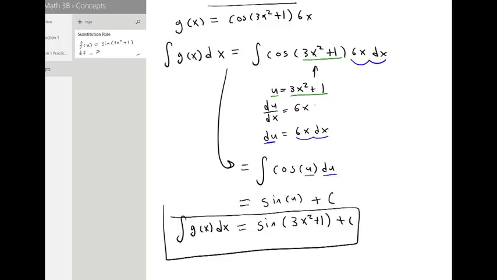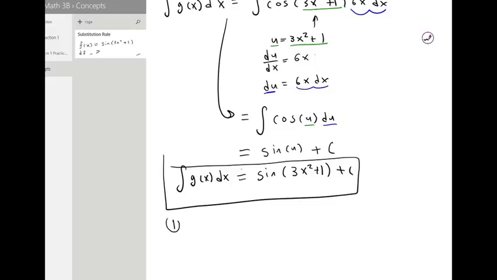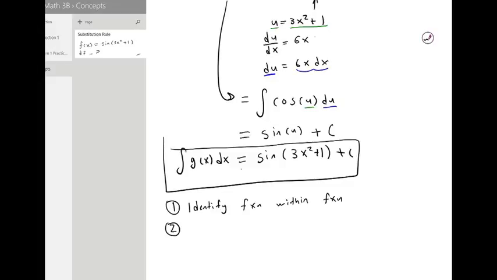It's the chain rule backwards, and we use it in cases where we have a function in a function, and the inner function's derivative is multiplied on the outside. We set u equal to the inner function. So maybe I should write this out in some steps. Step 1, identify function within function. Set u equal to the inner function.